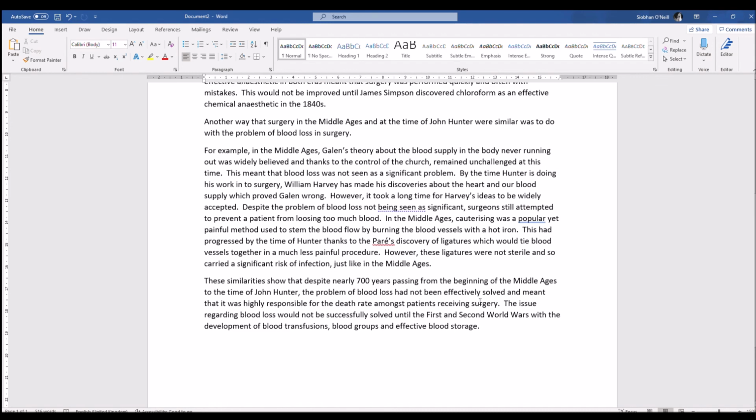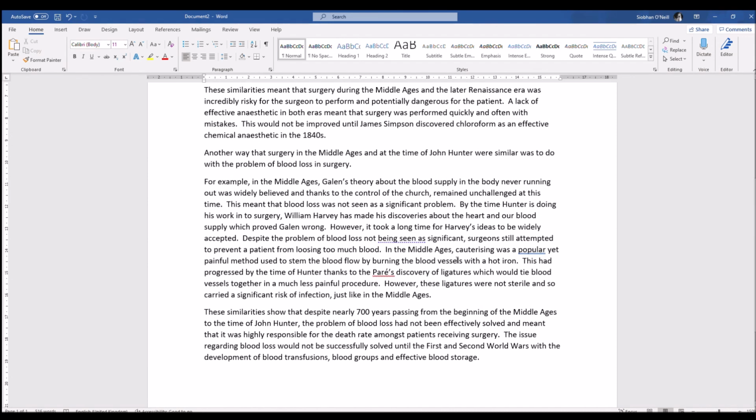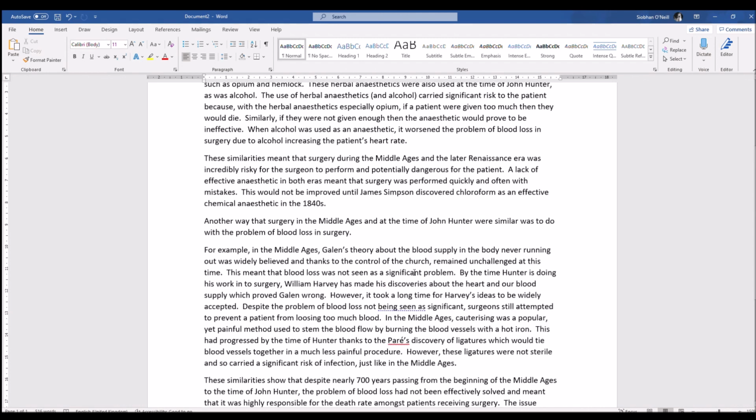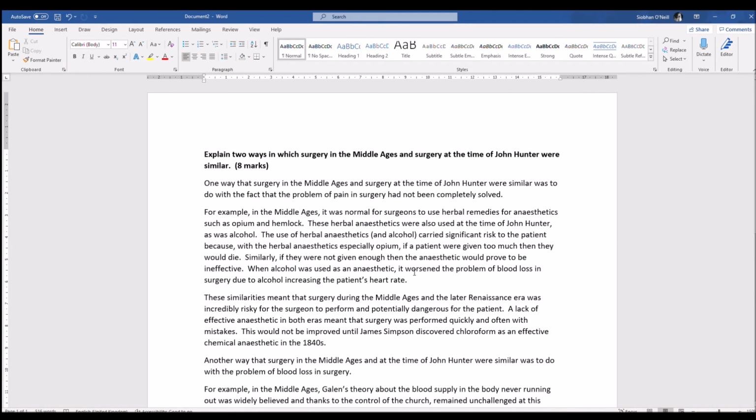Cool. Quite like that. Well, let me just change, despite the problem of blood loss not being as significant. No, not being seen as significant, was a popular, yet painful method. Cool. Right. So that's my answer done. I'm pretty happy with that.